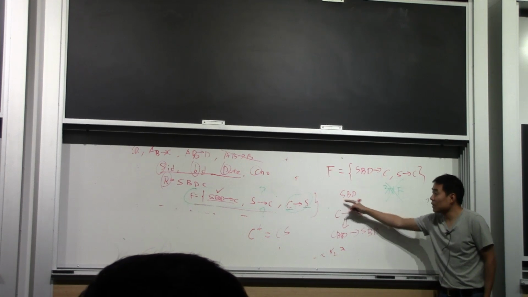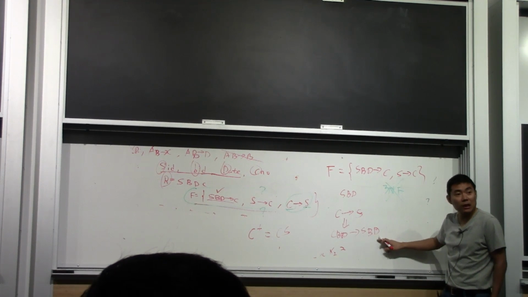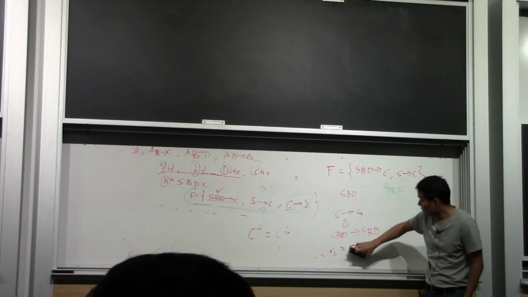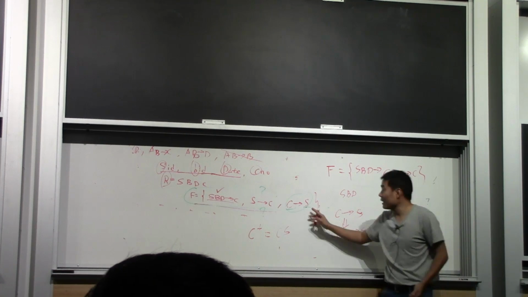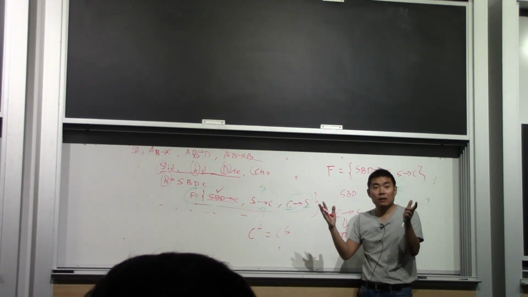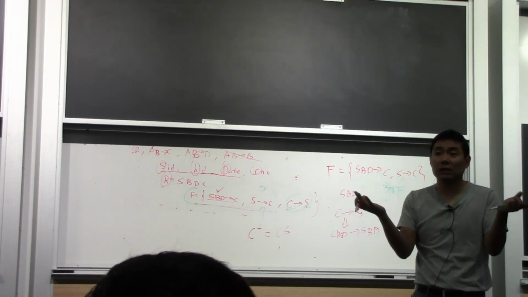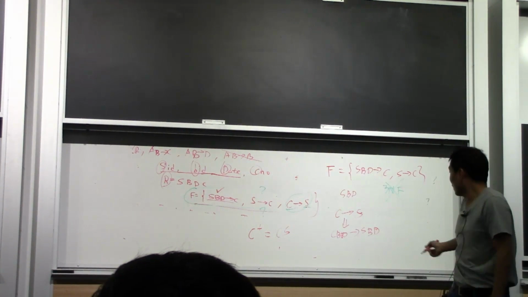As SBD determines everything, SBD is the key. If CBD determines a key, CBD must be a key, and CBD must be at least a super key. But checking third normal form is tricky, right? The right-hand side must be part of a key. It's not enough to be part of a super key, because anything is part of a super key, because the whole schema is a super key.